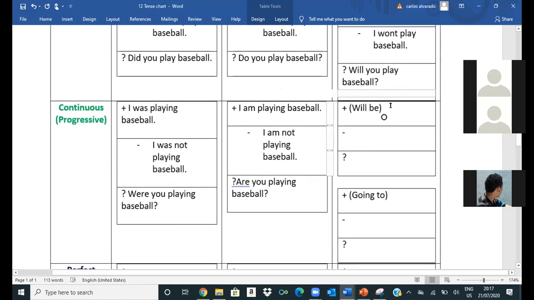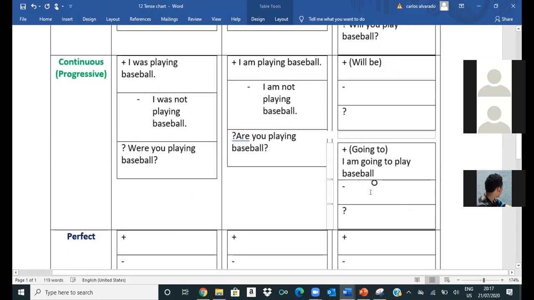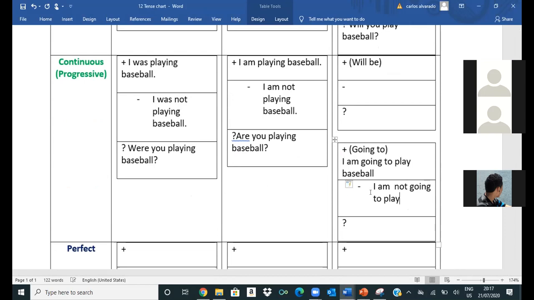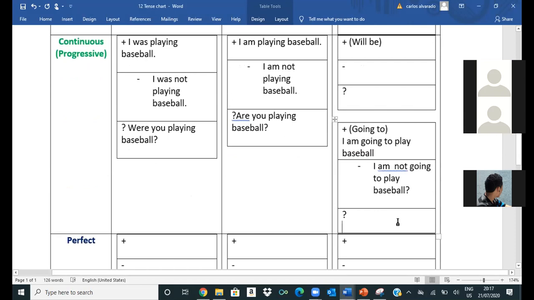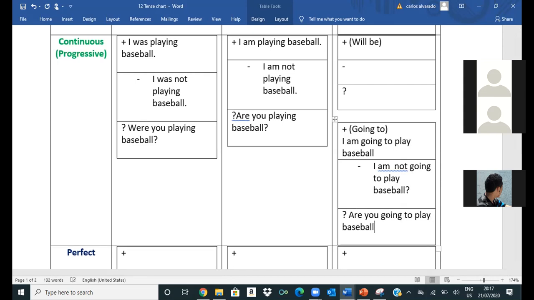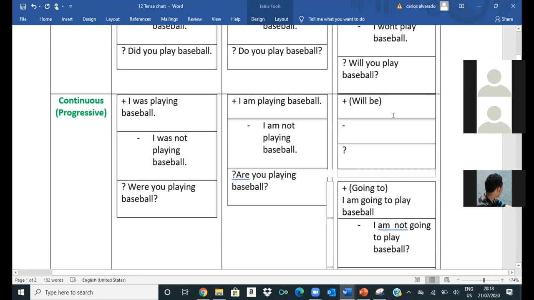All right, so yesterday we did going to, right? I'm going to play baseball. Negative. I am not going to play baseball, right? And question, you start with the verb to be, are you, okay? Voy a cambiar el sujeto y tengo que cambiar el verb to be para hacer la pregunta a otra persona. Are you going to play baseball? Okay, question.